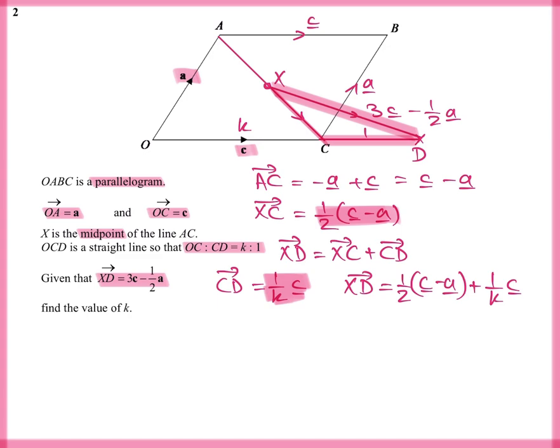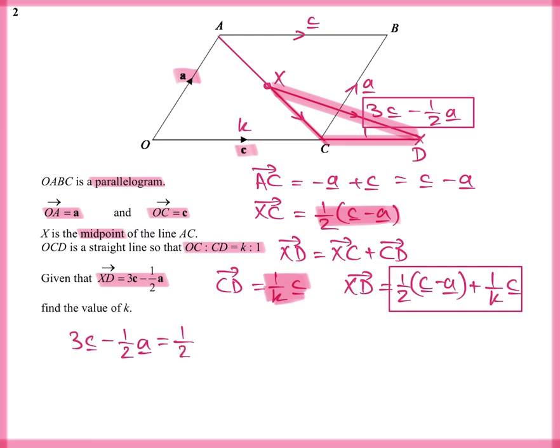Now, I know that this vector, XD, we just found it via a different route, and we also had it in the question that it was equal to 3C minus half A. So if I can now make them equal to each other. Let's go over here. So 3C minus half A equal to half (C minus A) plus 1 over K C.